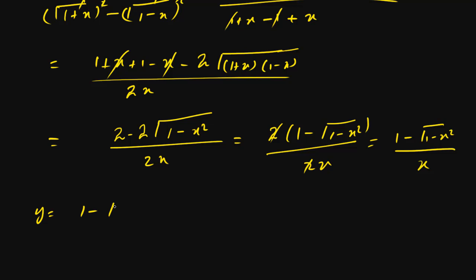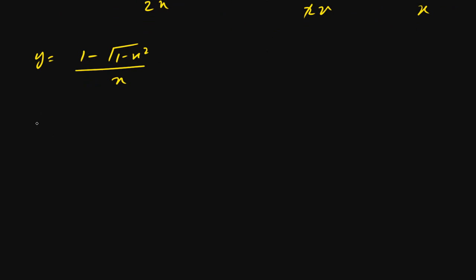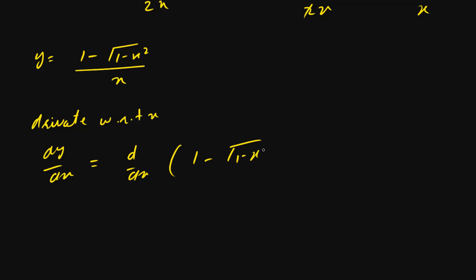That is the simplest form of the equation, so y is equal to 1 minus the square root of 1 minus x squared, over x. Now we derive that with respect to x: dy over dx is equal to d over dx of 1 minus the square root of 1 minus x squared over x. We can do that easily with the quotient rule.